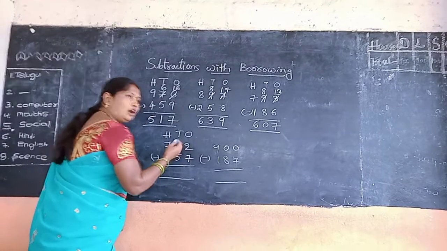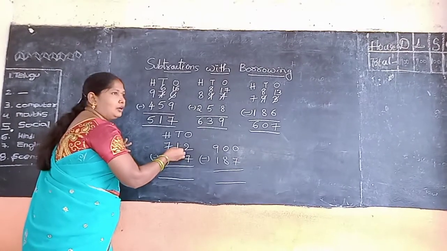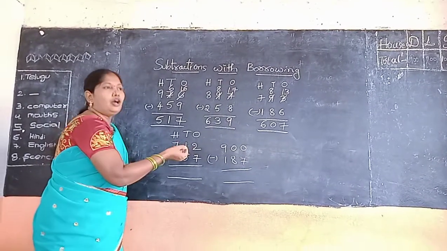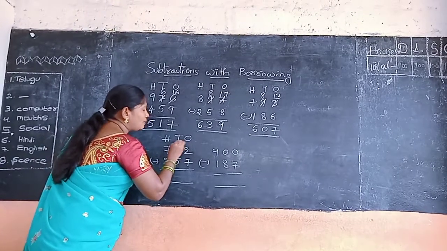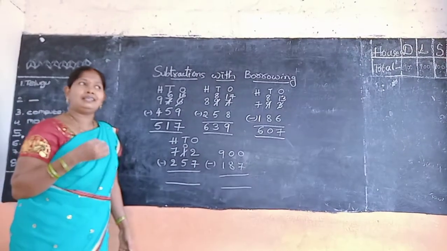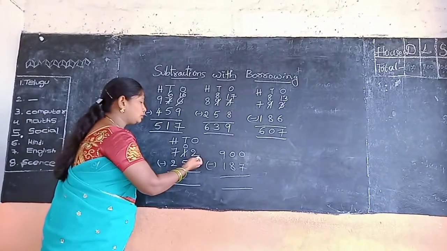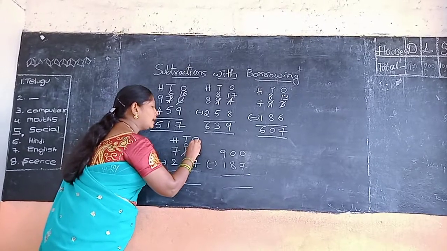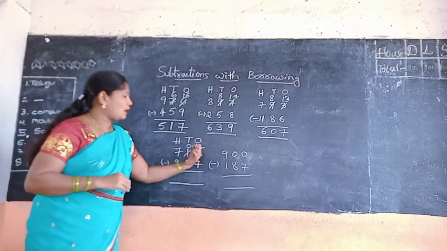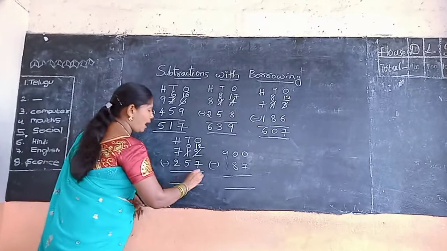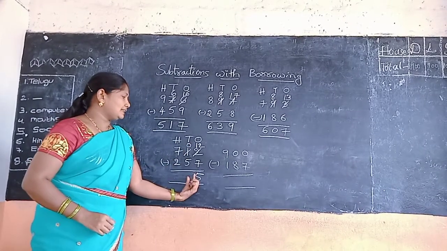Now take borrowing. Okay, how to take? You take from 10's place. Okay, 10's place 1 is there. Okay, 1 reduce 1. Now 1 minus 1, how much? 0. 1 minus 1 is 0. Okay, now take 2. This one is take 10. 10 plus 2 is 12. 12 minus 7, how much? 5. 1's place is completed.